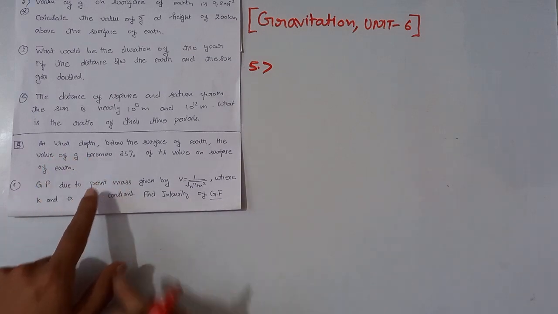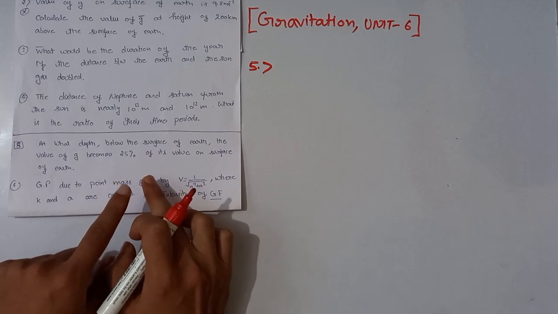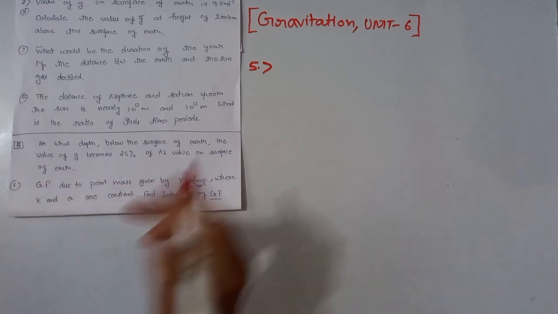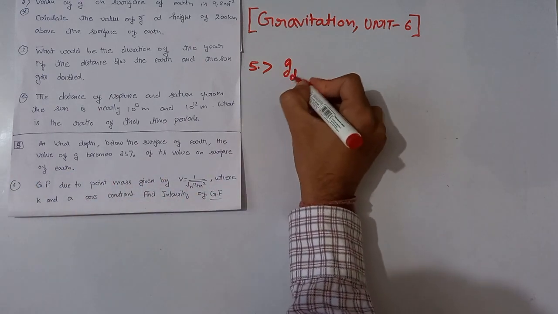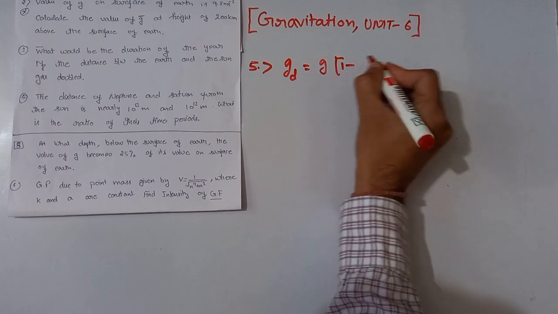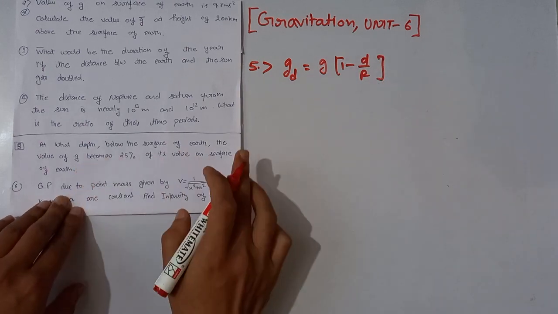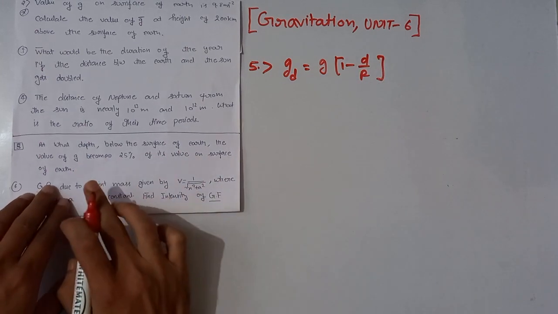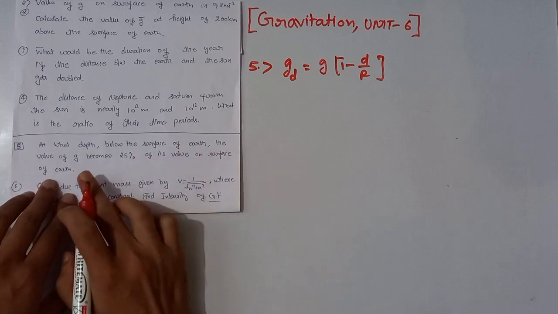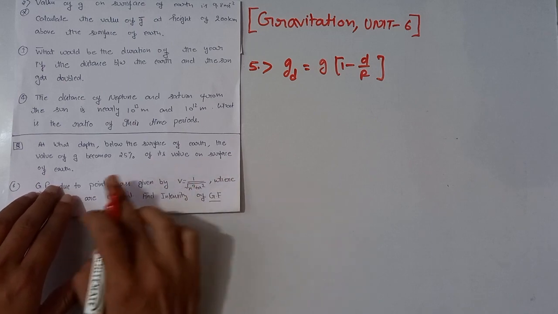At what depth below the surface of Earth does the value of g become 25% of the value on the surface of Earth? We know that the acceleration due to gravity at depth d is given by g into 1 minus d divided by R. Now the value of g becomes 25% of its value on the surface of Earth.